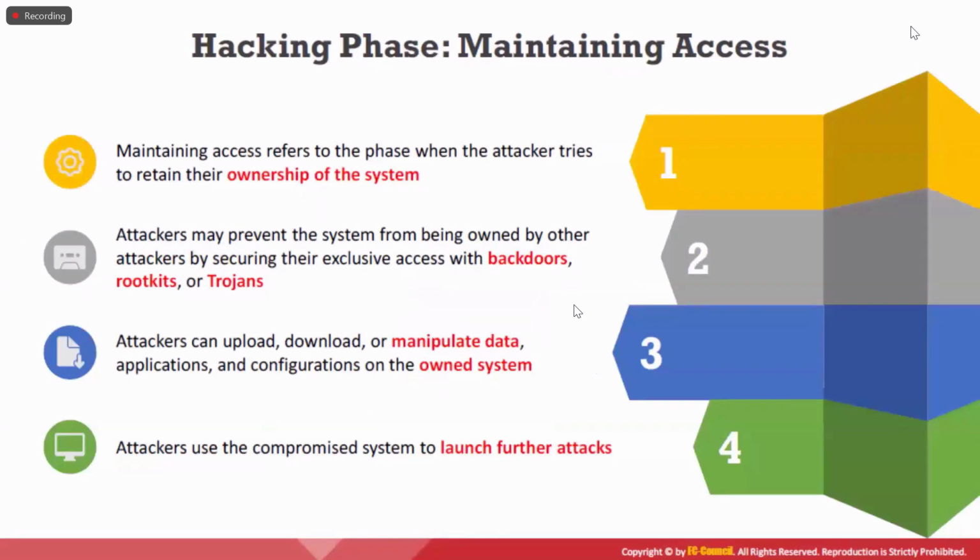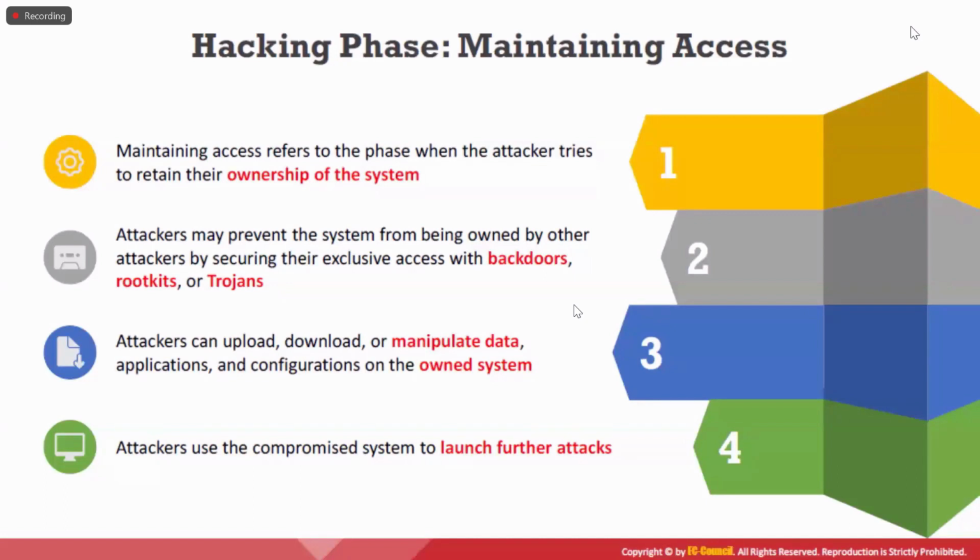Maintaining access refers to the phase when the attacker tries to retain their ownership of the system. If we exploit a particular software and gain access, it won't be stable. So we need a user's password or credentials. If we gain credentials, we'll have maintained access, so anytime we can have a remote desktop connection to the target or an SSH session. The attacker may also prevent the system from being owned by other attackers by securing exclusive access with backdoors, rootkits, or trojans.